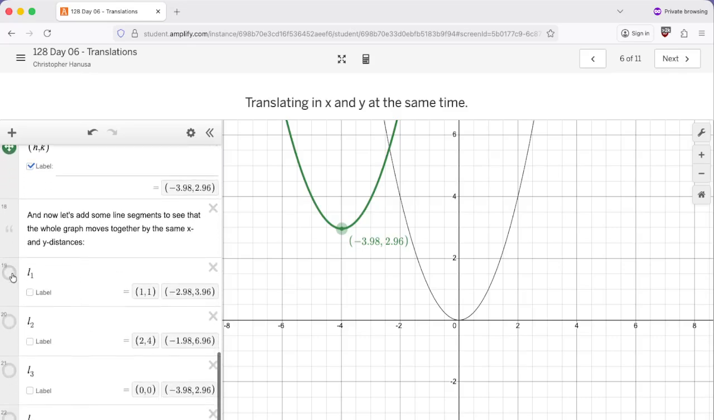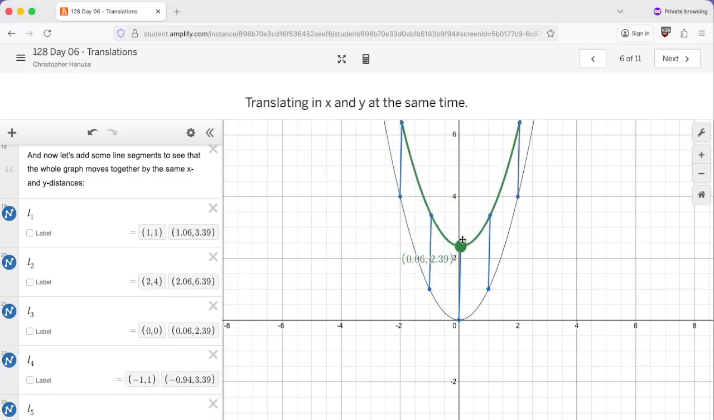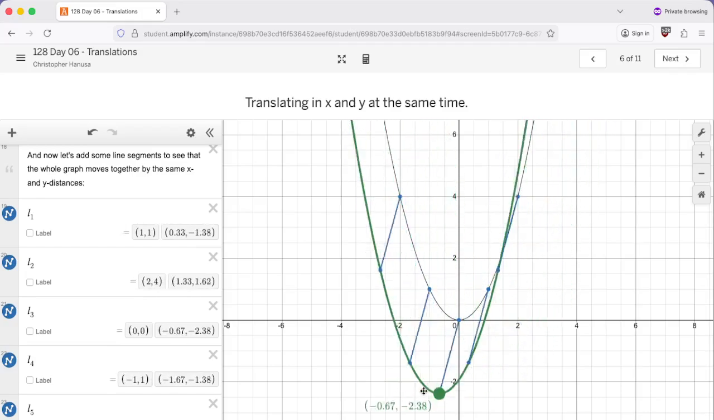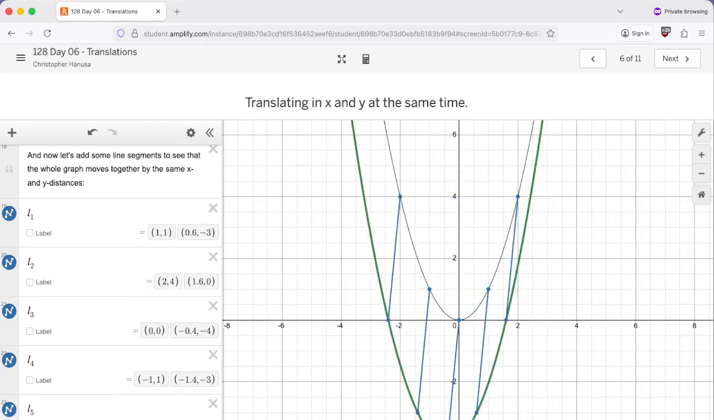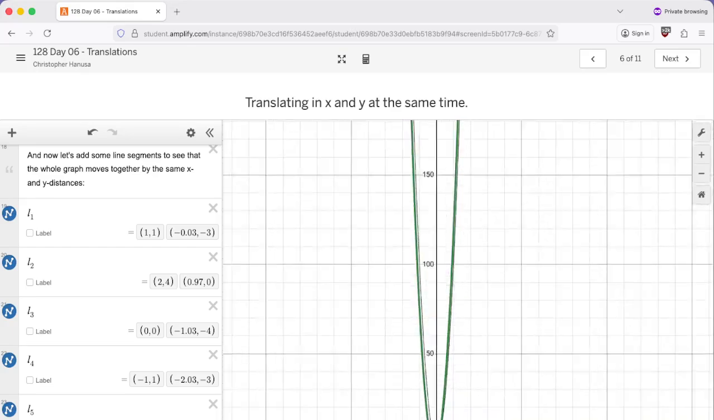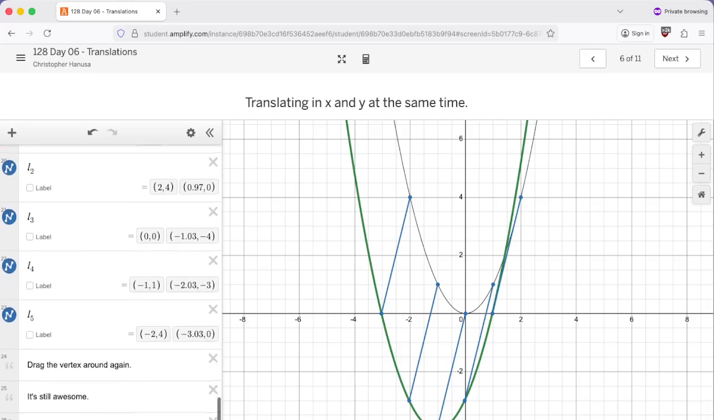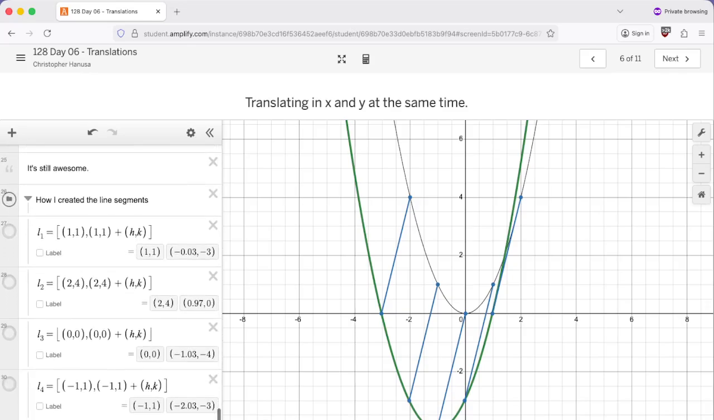If we put in some line segments, we can actually see, just like before where we had this pentagon that was moving, what we're actually doing is moving all of the points on the curve all at the same time using this translation. Okay, yeah, it's still fun, no matter how many times you do that. And if you want to see how the line segments are created, you can see down here. You can read through that and try that out.